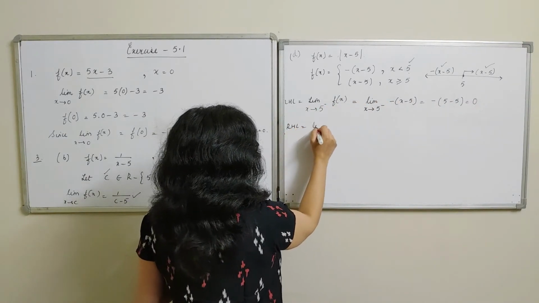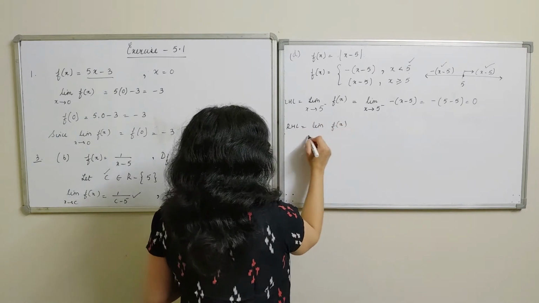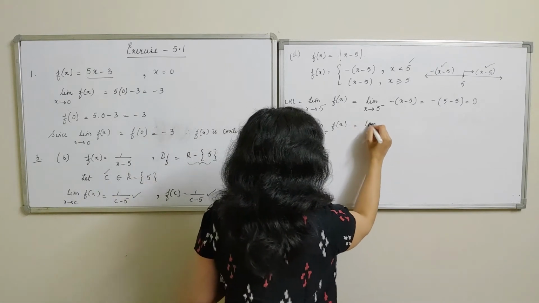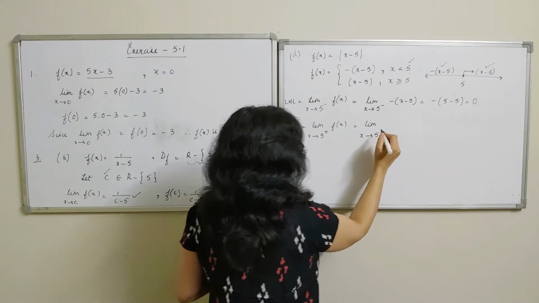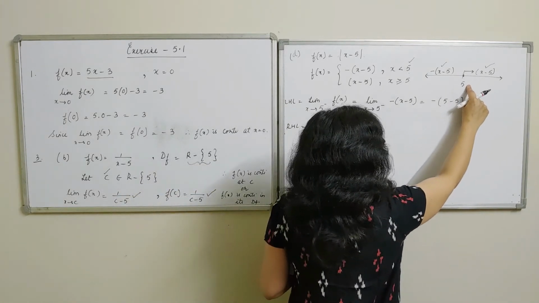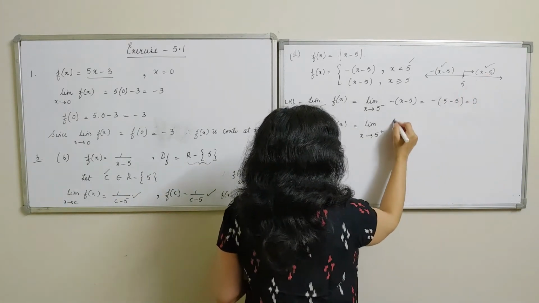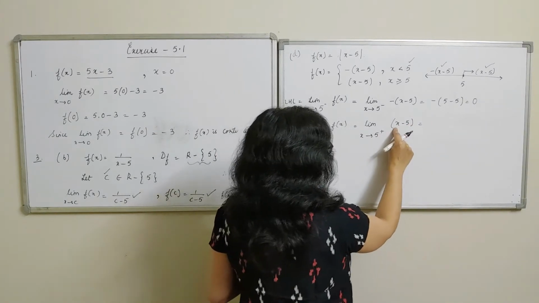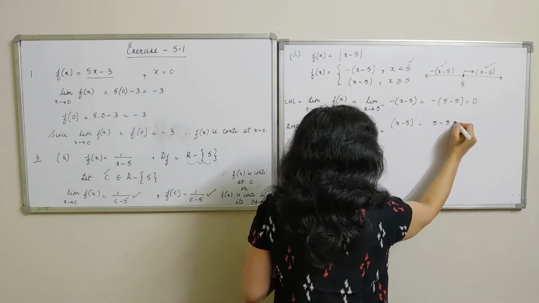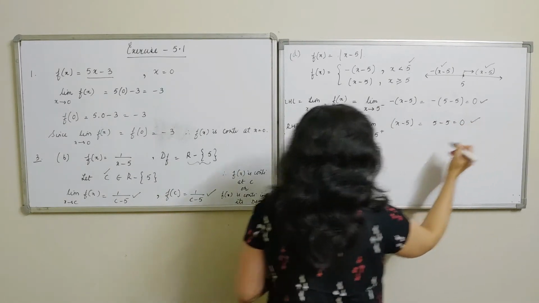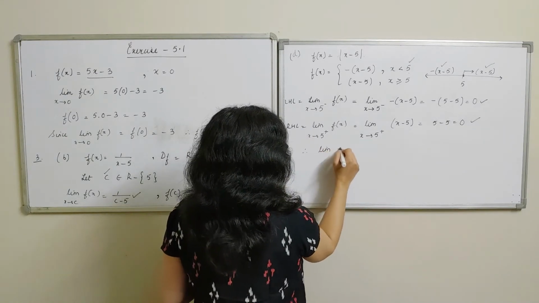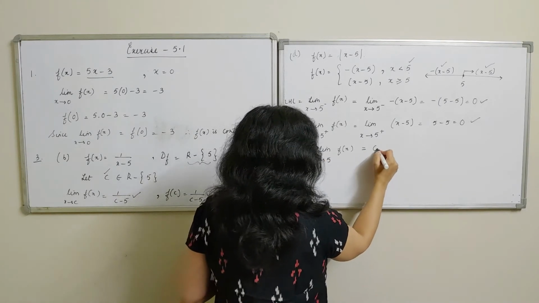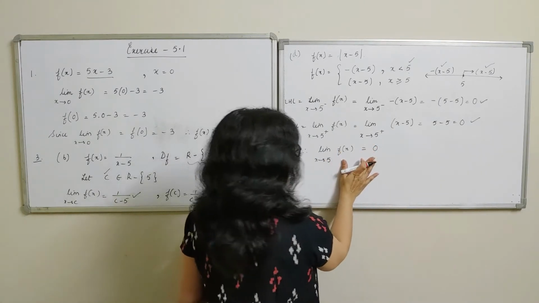Now the right hand limit of the function, which is symbolically written like this: x tends to 5 plus. When x tends to 5 plus, we are approaching x from the right hand side, and on the right hand side the function is defined as positive x minus 5. Because it's a polynomial function, substituting x as 5, we get 0. So LHL is equal to RHL, which means the limit of the function when x tends to 5 exists and is equal to 0.